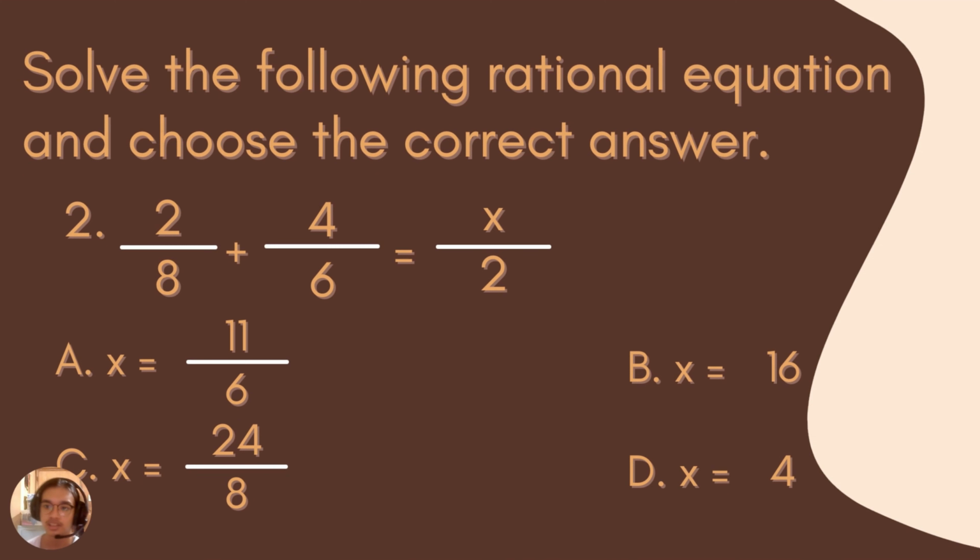Number 2 is a rational equation. We first find the common multiple of the denominators, then multiply that to the whole equation in order to remove the fractions. Once those fractions have been turned into simple constants and coefficients, we can proceed to solving the now simple algebraic equation normally, which gives us an answer of A, x equals 11 over 6 when simplified.